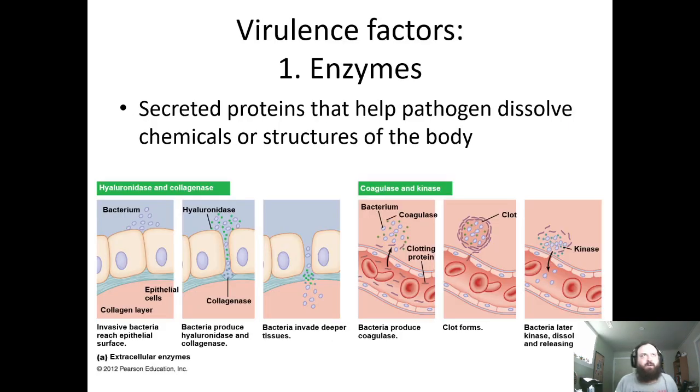I want to give just a few examples of virulence factors to show you how these work. So here are some enzymatic examples of virulence factors. In these cases, these are secreted proteins that help the pathogen dissolve chemicals or body structures.